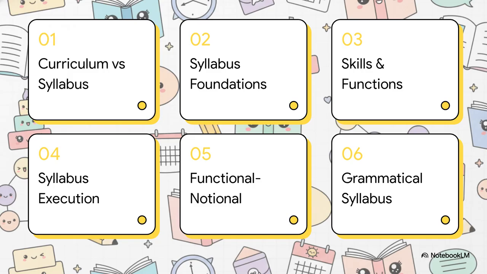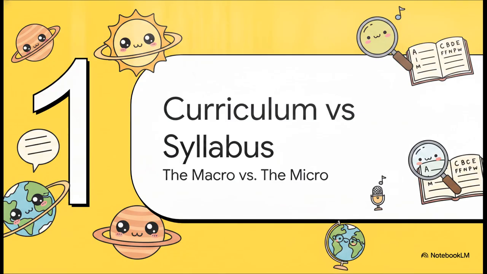To make things incredibly clear, our explainer is organized exactly like a syllabus itself. We've got 6 main sections on our roadmap today: curriculum versus syllabus, foundations of a syllabus, skills and functions, executing the syllabus, the functional-notional approach, and finally, the grammatical syllabus. Let's get to it. Section 1, curriculum versus syllabus explained.